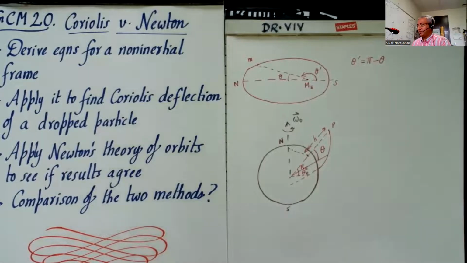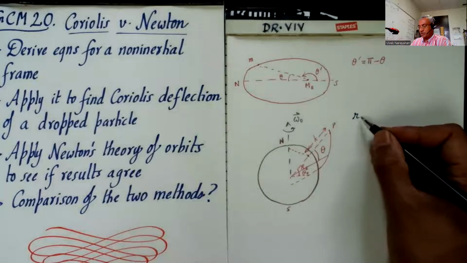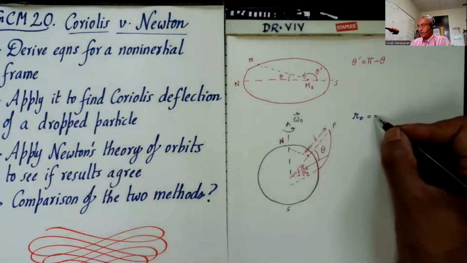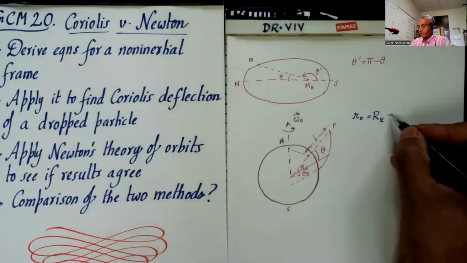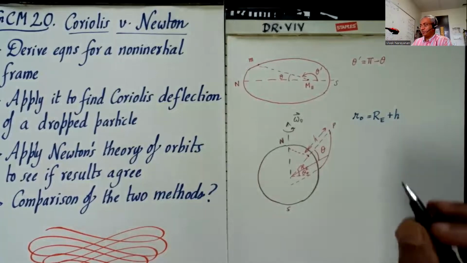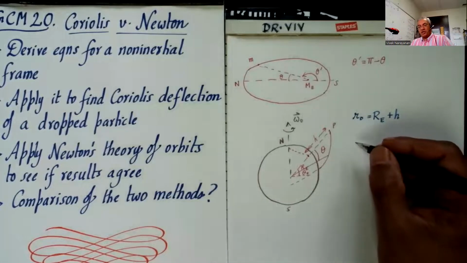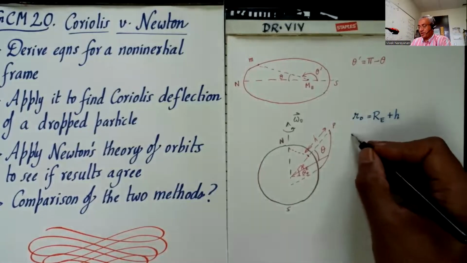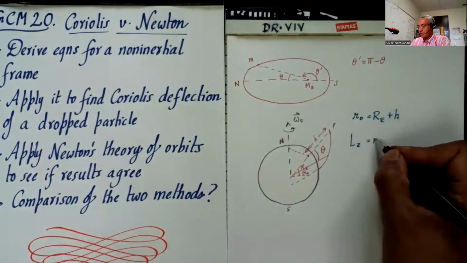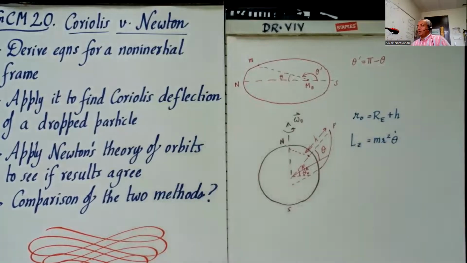All right, so that's my setup. The initial r naught is R_E plus h. Now the angular momentum is a conserved quantity in the Kepler problem. So the angular momentum in the z direction is m r squared theta dot. Well, let's try to compute the angular momentum at time 0.